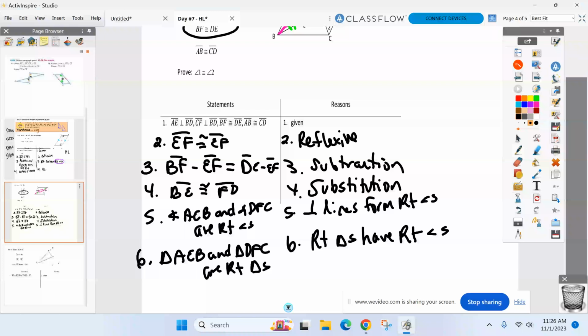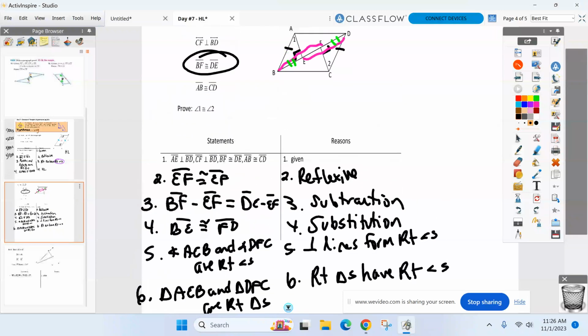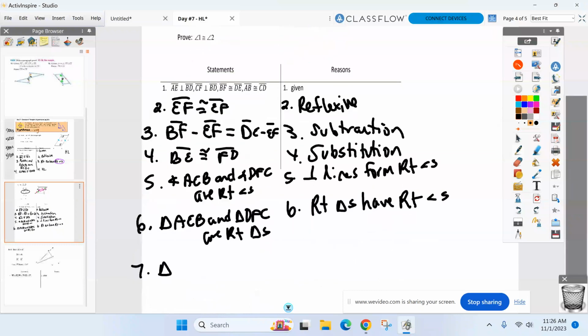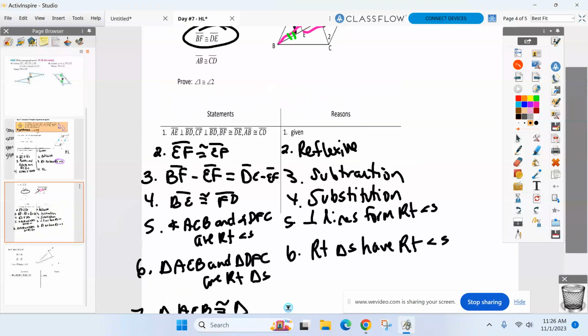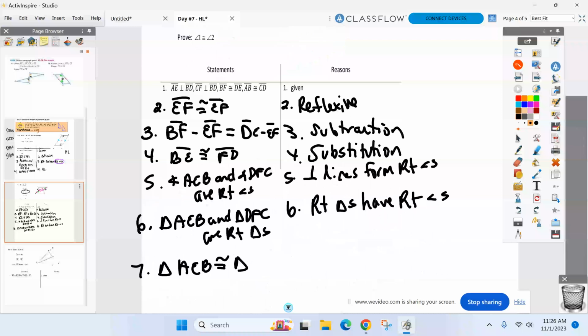Now you could say the triangles are congruent by HL. Just make sure your sides and angles match up here. This is where I do check. So triangle AEB is congruent to triangle, if I go AEB, I've got to go CFD, HL.